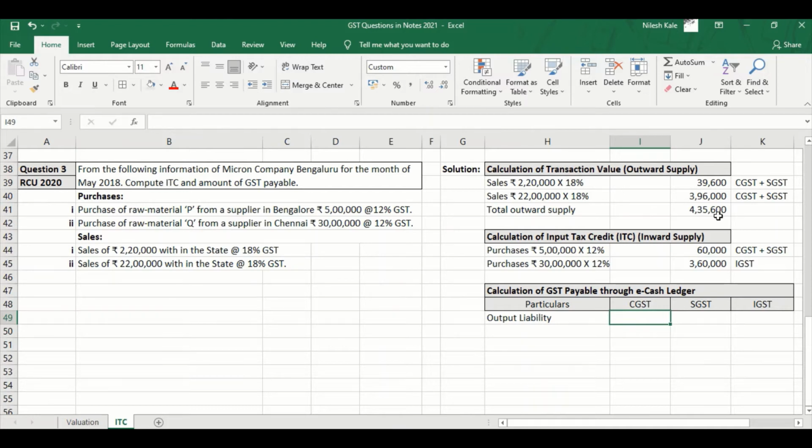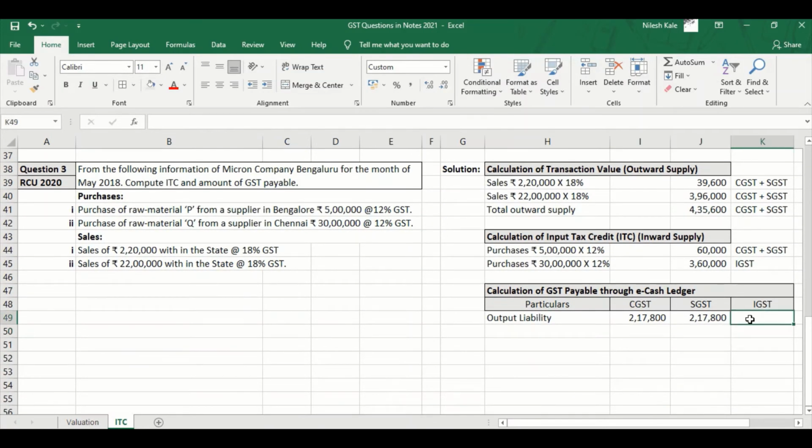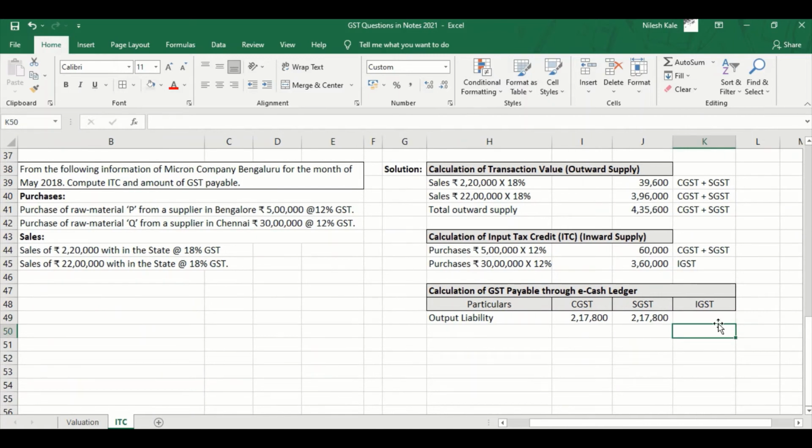Total is 4,35,600. Both are CGST, SGST, and therefore this will also be equal to the same thing, CGST plus SGST, right? So 4,35,600 is total outward supply, and this has to be bifurcated between two, CGST and SGST liabilities, right? What we will have to do is 4,35,600 divided by 2. This is what we have to do, right? And SGST value will also be same. How about IGST? Nothing.